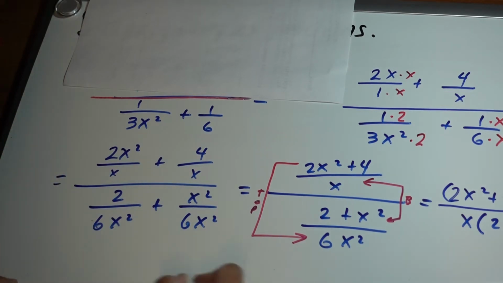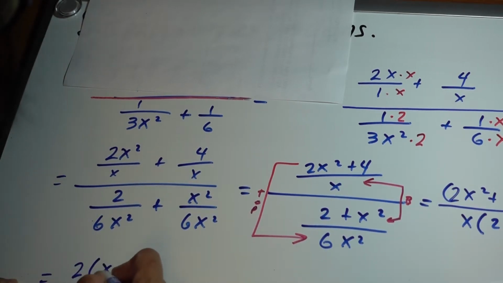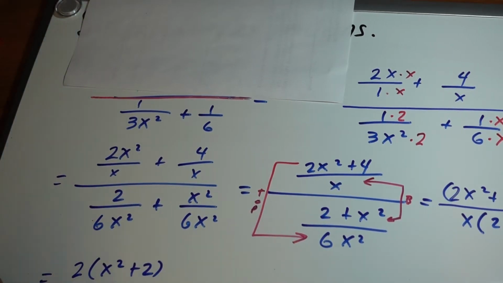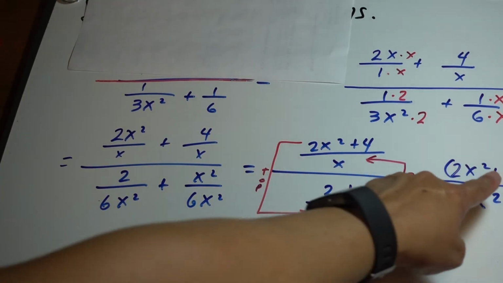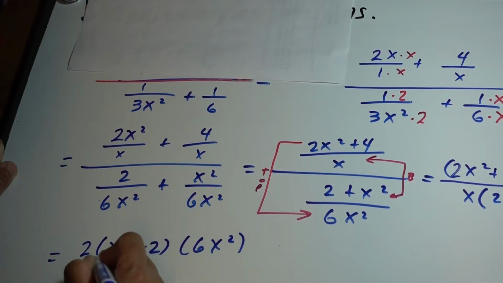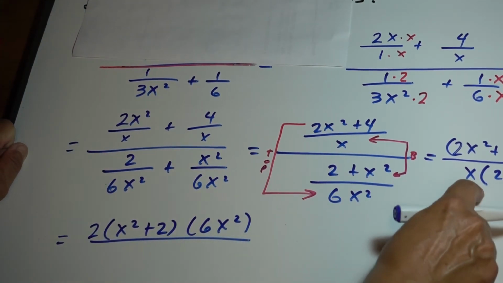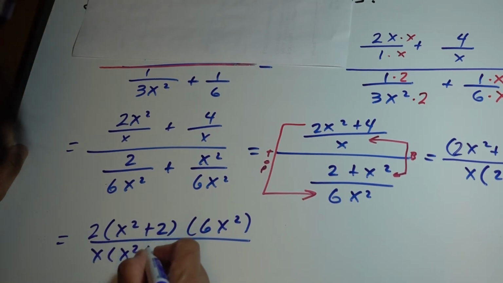Continuing from here, this one you can factor out the 2 as x squared plus 2. 2 times x squared is 2x squared, and 2 times 2 is 4. And this one I'm going to leave as it is, 6x squared. Over, this one is x times 2 plus x squared, or x squared plus 2. I'm going to write x squared plus 2 so you can see it's exactly the same as what we have on top.